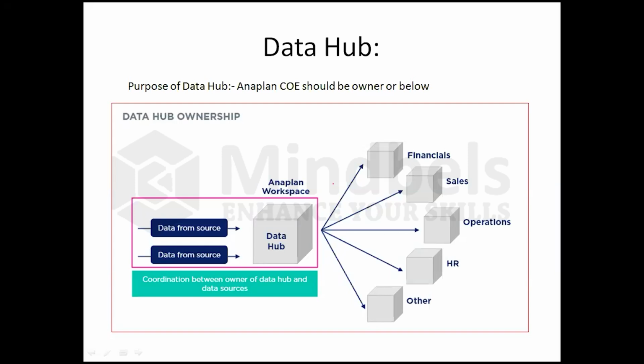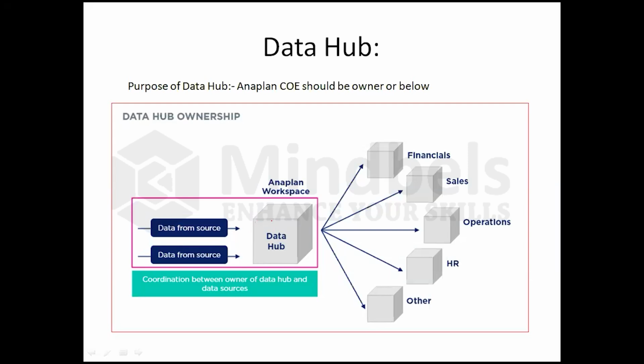Okay, sorry. So if you see where the ownership lies: coordination between the owner of the data hub and the data sources. You need coordination between the data hub and the source data, because the data hub is receiving data from the source system. There should be coordination between the data hub and your source system, then only you will have the right data. Otherwise, if you don't have coordination and you get wrong data, where will you go and say it?